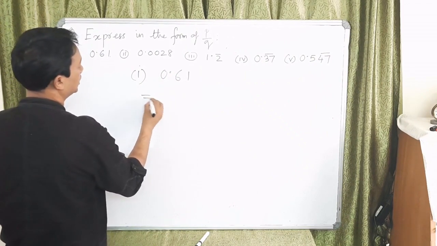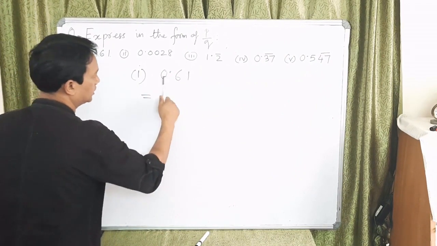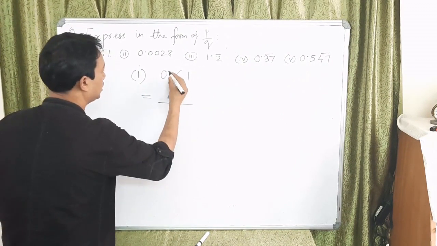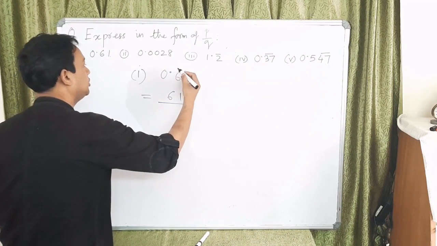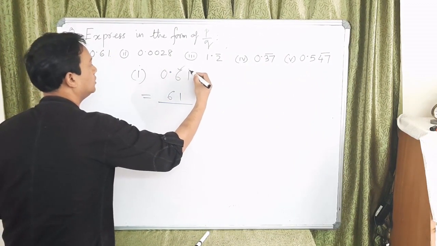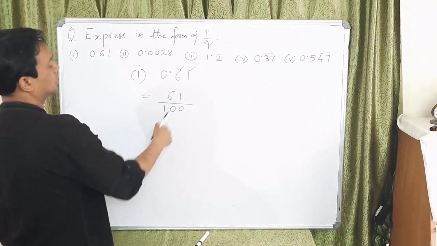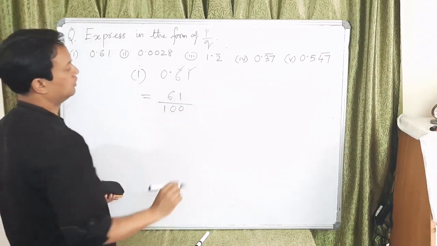0.61. What we do is just write the whole number, whatever it is. It's 61. So here just write 61 without the decimal. Then after the decimal, you count how many places there are. Here we have 1, 2. So put 2 zeros and 1. Now you cancel if possible. Here we cannot cancel, so we'll leave it.